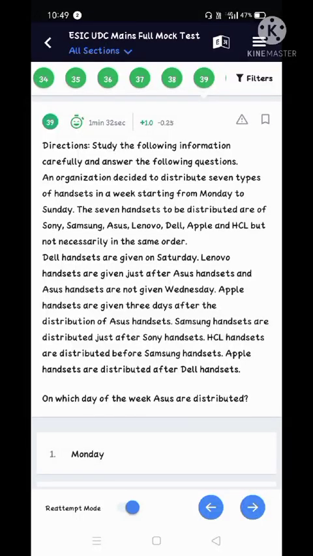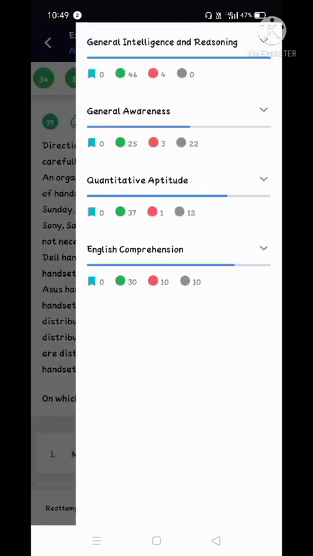Actually, before starting any kind of mock, I divide time for each section. Like in the reasoning portion I give 30 to 35 minutes, in the English comprehension portion I give 25 minutes, in the quantitative aptitude portion I also give 35 minutes, and the remaining time I give to general awareness. So that's how I divide the whole time management in this sectional test.